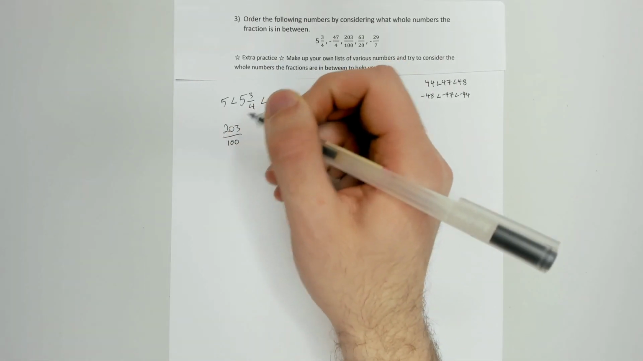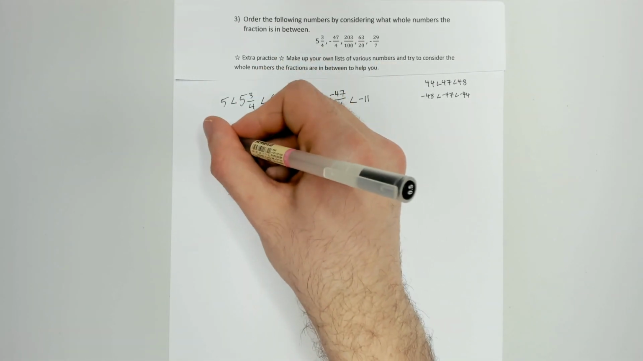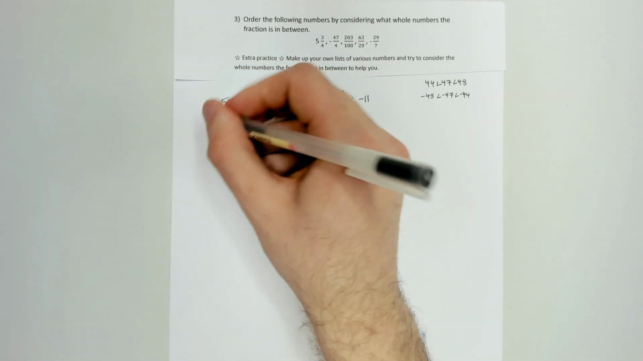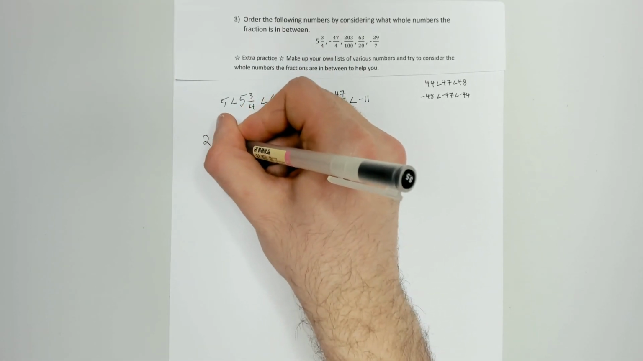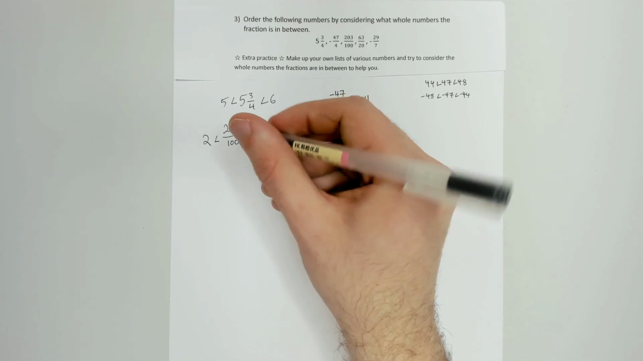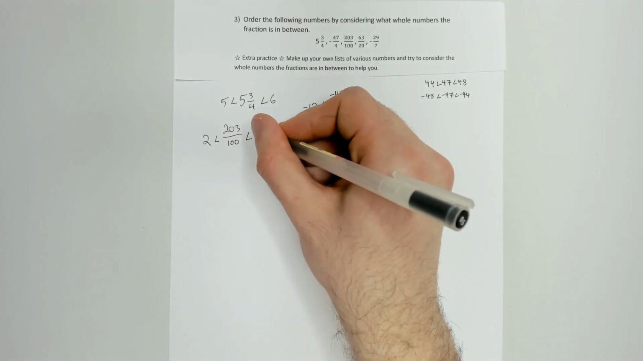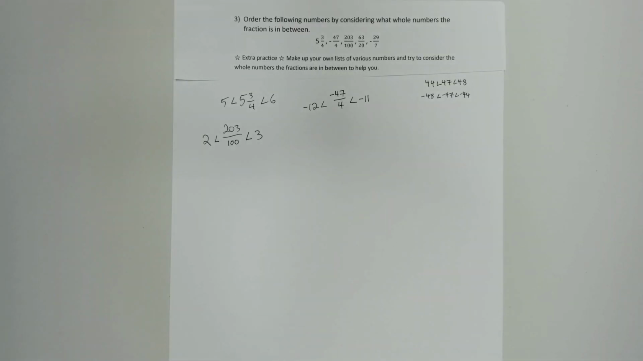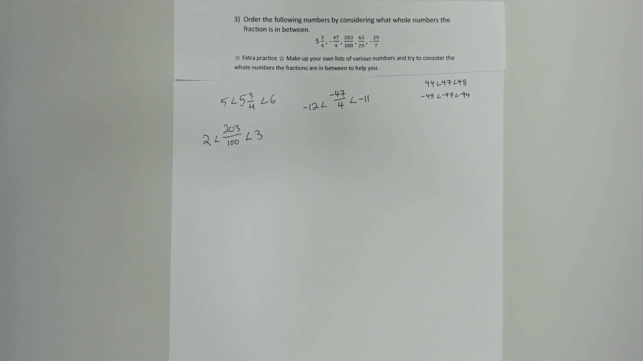Okay, so what multiples of 100 is this between? Well, it's a little bit bigger than 200, right? So this is bigger than 200 over 100, which is just 2. And it's a little less than, and it's a lot less actually, than 300 over 100. So this is less than 3, because 300 over 100 is 3. So we can see that 203 over 100 is going to be between 2 and 3.